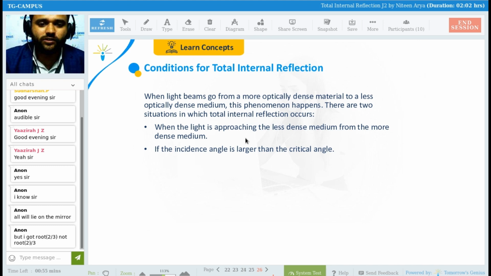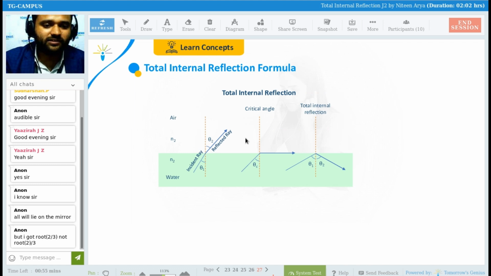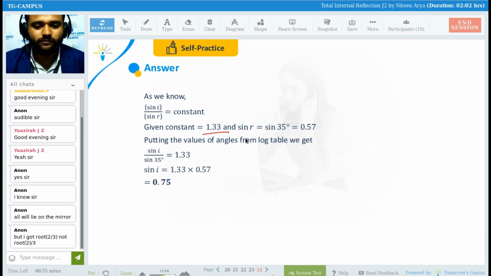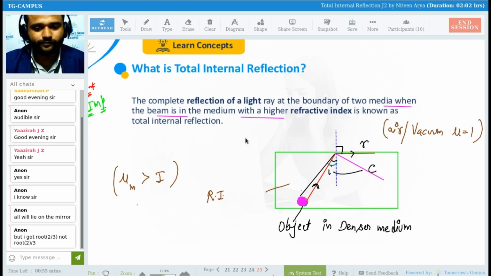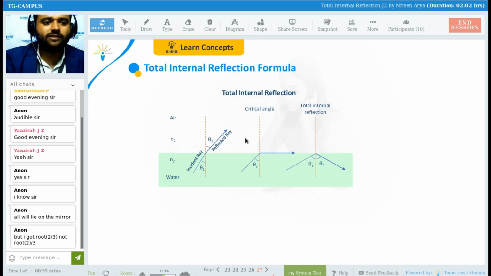Conditions when the light is approaching from the less dense medium or from the dense medium. As you can see, that is theta 1, that is theta c, or if theta 1 is going to be more than theta c. What is theta c? Theta c is the critical angle. Clear, everyone?